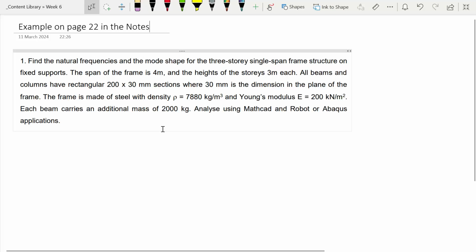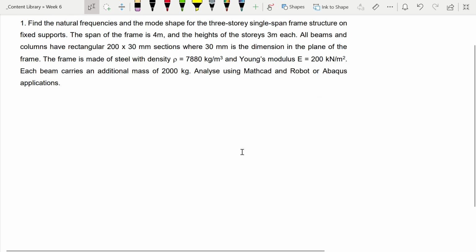I will show how to calculate natural frequency in shapes using Robot Structural Analysis software. And I'll also do it by hand calculations. So the example is on page 22 in the notes. And the span of the frame is 4 meters.